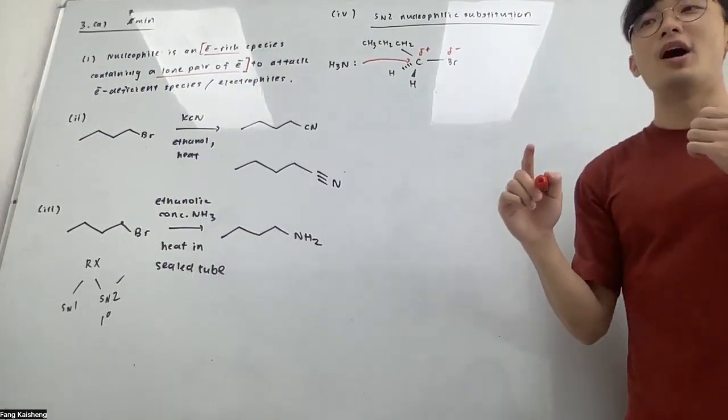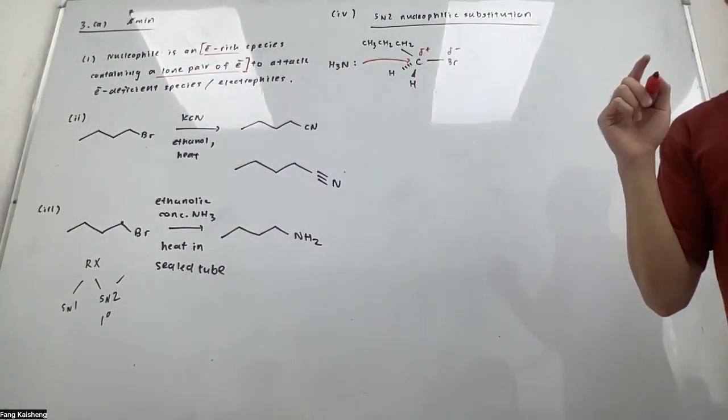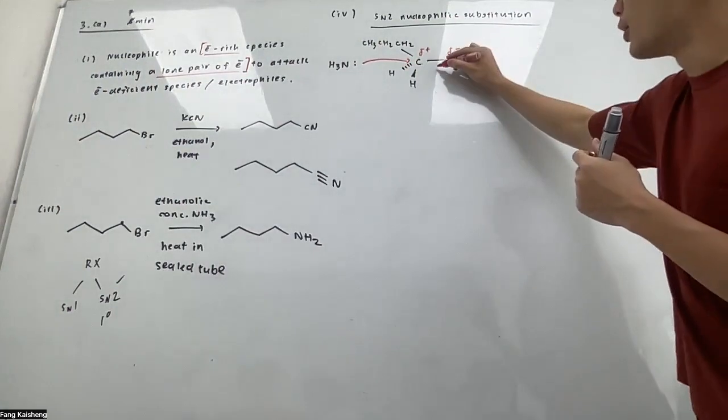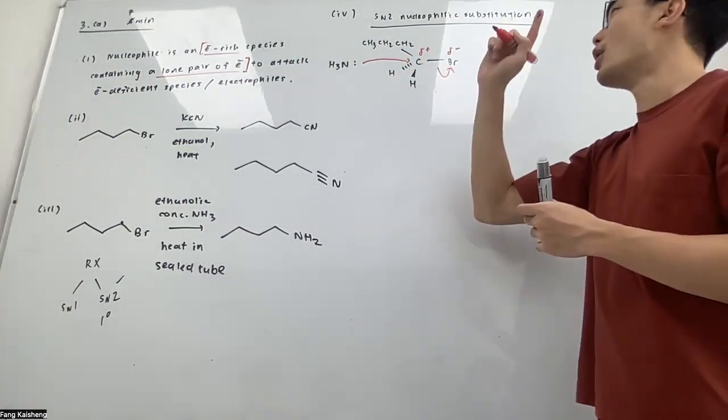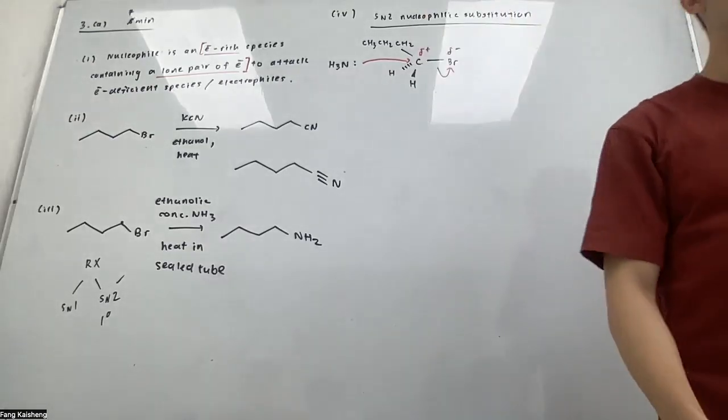But guys, what must happen now? After the bond attacks, you must break the bond, because you have carbon here which forms a fifth bond, which is not possible, so you want to break the fifth bond.